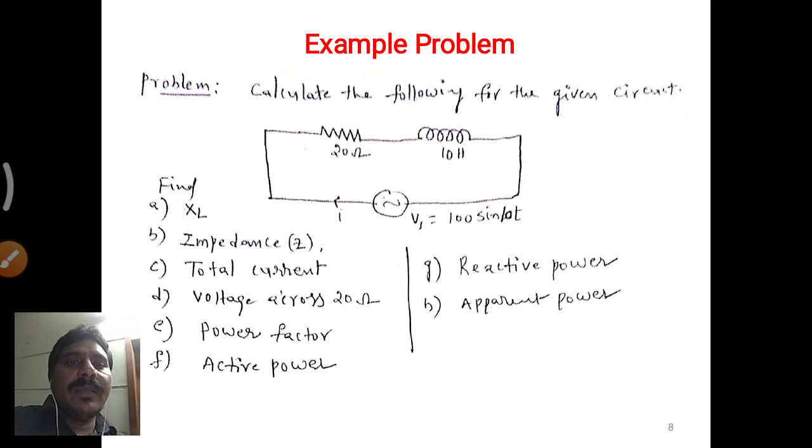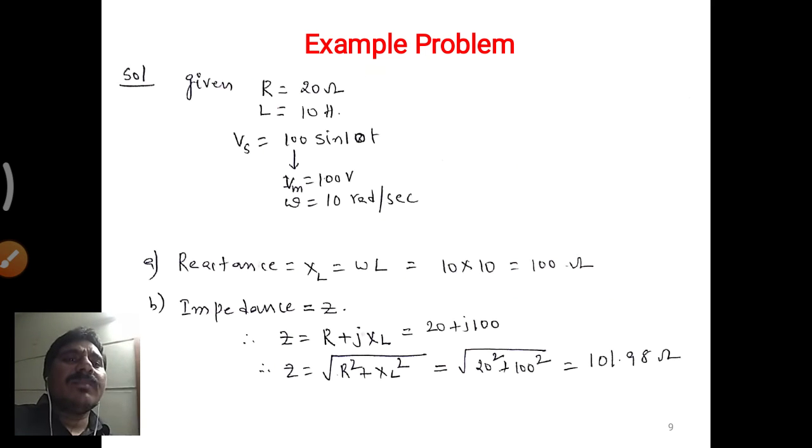A: XL, the reactance. B: the impedance Z. Already we know that Z is equal to R plus jXL. Then the total current, and the voltage across 20 ohms. Power factor is nothing but cos theta. Here we have to find theta and apply the cos value. Active power is VI cos theta, reactive power is VI sin theta, and apparent power is VI. Like that we have to apply all these concepts and calculate the required quantities.